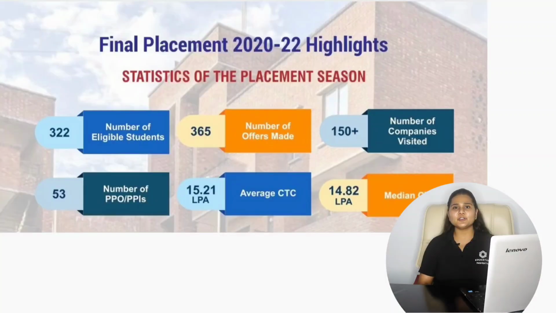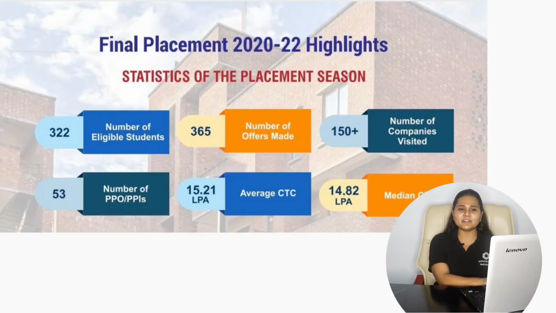Now if we consider the overall final placement with the Indian Institute of Management Kashipur, the average CTC offered with this college is 15.21 lakhs per annum. The median CTC offered was 14.82 lakhs per annum. Then the highest CTC offered was 28.82 lakhs per annum.